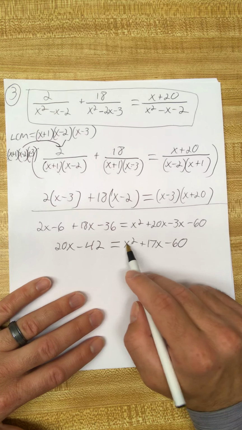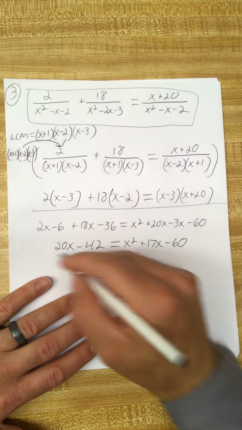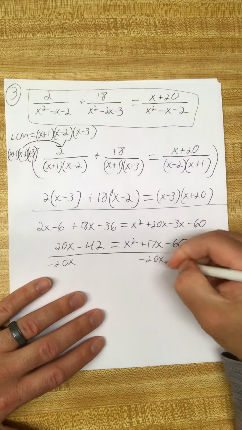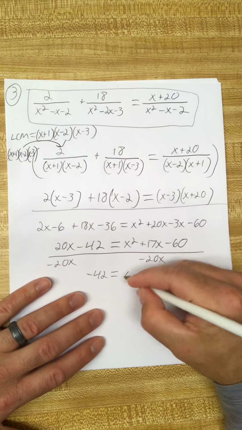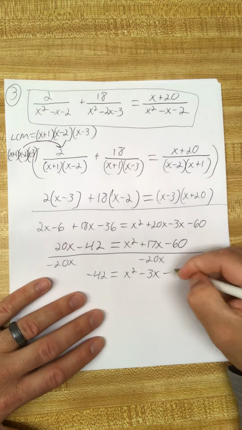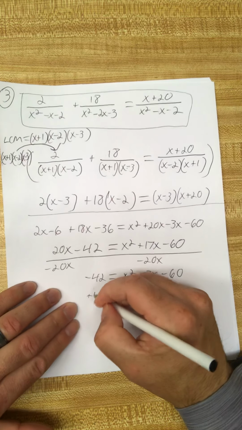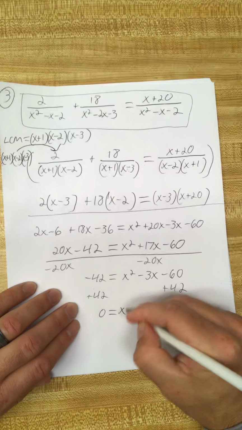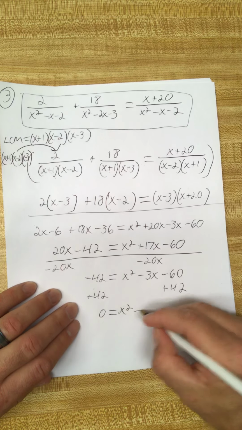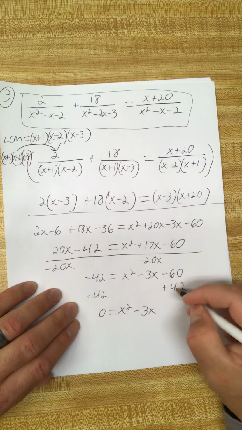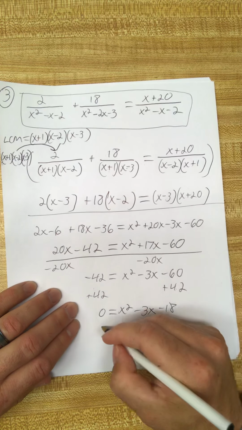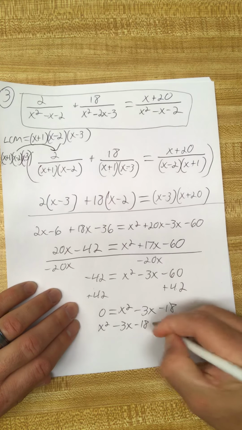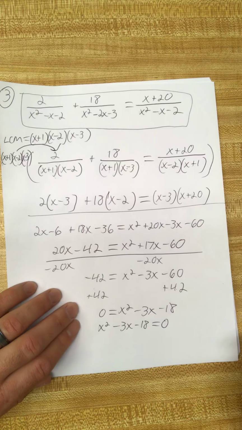So with the x squared, we need to get this set equal to 0. Since my x squared is positive on the right, I'm just going to move everything to the right here. So I'm going to subtract 20x. So I still have negative 42 equals x squared minus 3x minus 60. You got to add 42 now to both sides. Just be careful with your negatives here. Negative 60 plus 42 is going to be negative 18. If you're going to rewrite this so that you get 0 on the right side, that's fine.